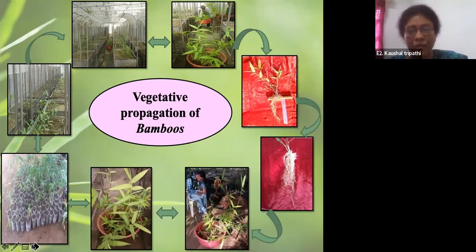This is the depiction of the vegetative propagation of bamboos. You can see this is a single node cutting in which rooting has been obtained. This is the luxuriant rooting which we get. Next slide, please.